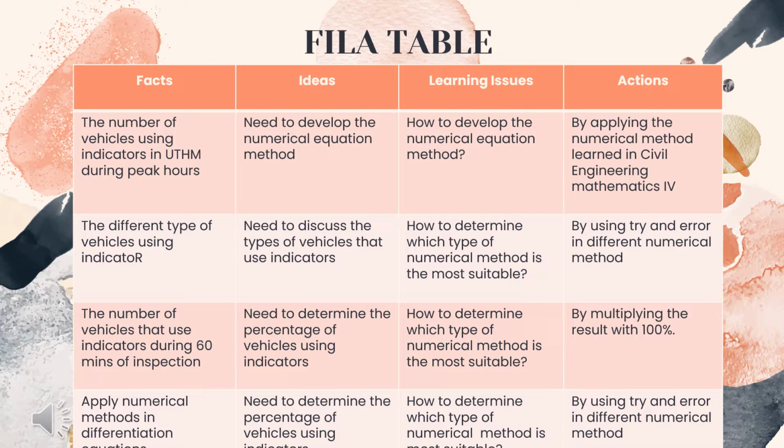So third is the number of vehicle that use indicator during 60 minutes of inspection. So need to determine the percentage of vehicle using indicator. For the learning issue is how to determine which type of numerical method is the most suitable. For the action that we have used is by multiplying the result with 100% to get the result. So lastly is to apply numerical method in differential equation. The idea we get is need to determine the percentage of vehicle using indicator, and for the learning issue is how to determine which type of numerical method is most suitable. So lastly the action is by using trial and error in different numerical method.